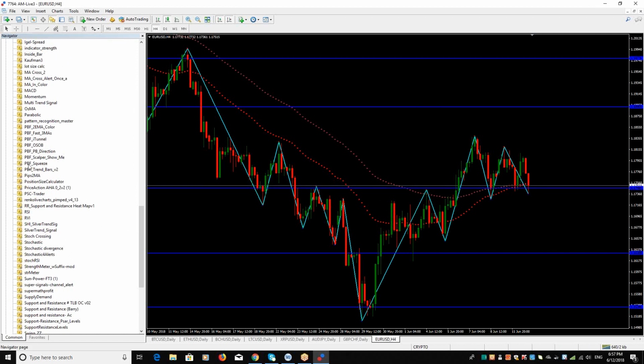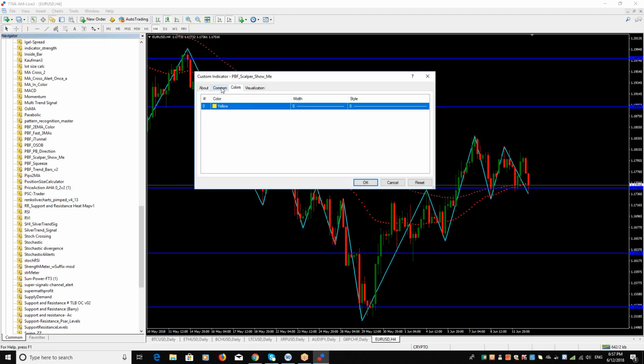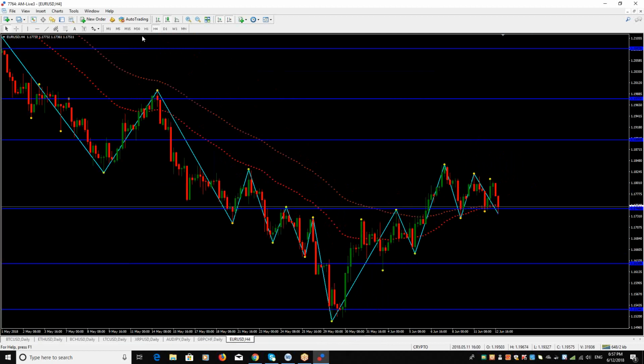And one last thing I'm just gonna put there, I'm just gonna put this now for it to identify the extreme zones. Okay, the extreme turning points. Okay, so we've done that. So on the 4-hour chart now, we'll be looking for sell trades, right?